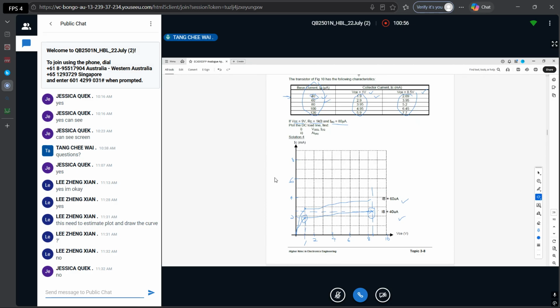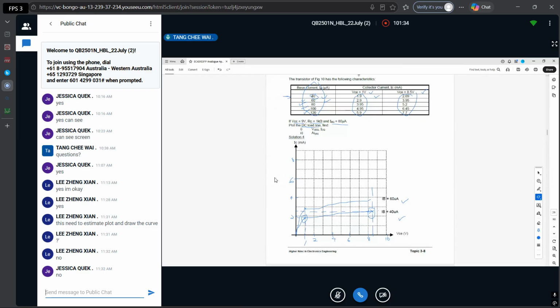So I leave you to go and practice drawing this. I think I repeated enough many times. If you still cannot, later you can ask me. I leave you to draw the curves for the rest of the base currents: 60, 80, 100, and 120. Same thing, you need 2 points and join the curve. Now I want to move on, because they want you to plot the DC load line. The DC load line also needs 2 points.